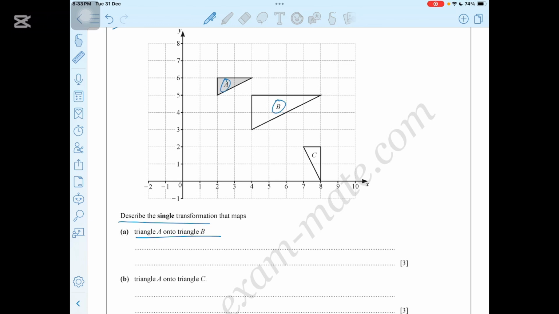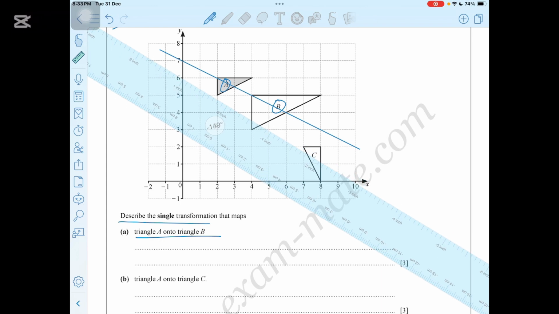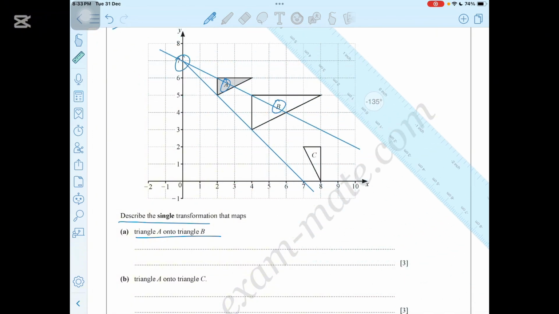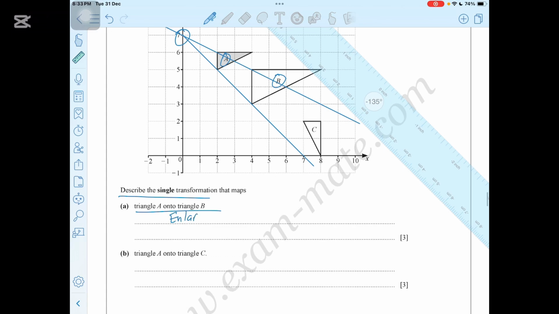Now this is simply an enlargement, right? Because the shape has changed. Let's match the corners so that we have more clarity. Right, so we have the center of enlargement, which is 0, 7. We need the scale factor, right? So this is 2 and this is 1, so our scale factor would be object size over image size. Our object size is 2 and our image size is 1, so this would be 2, right?